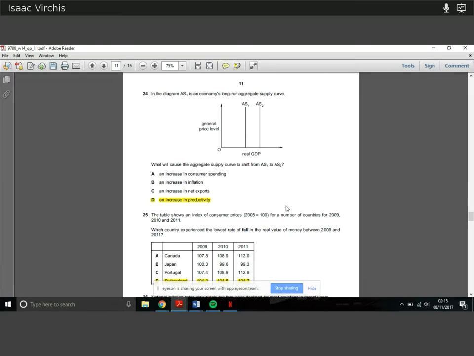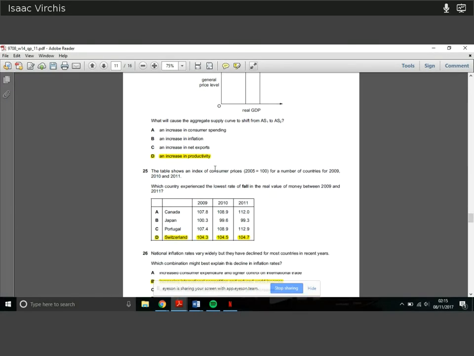Question 24. In the diagram, AS1, the long run aggregate supply 1, but long run aggregate supply 2, what's going to cause the shift? Well, we're looking for something that's increasing the supply side of the economy. All of these would increase the demand side of the economy: consumer spending, inflation, net exports, whereas an increase in productivity would affect supply. The long run supply increases when we have an increase in productivity.